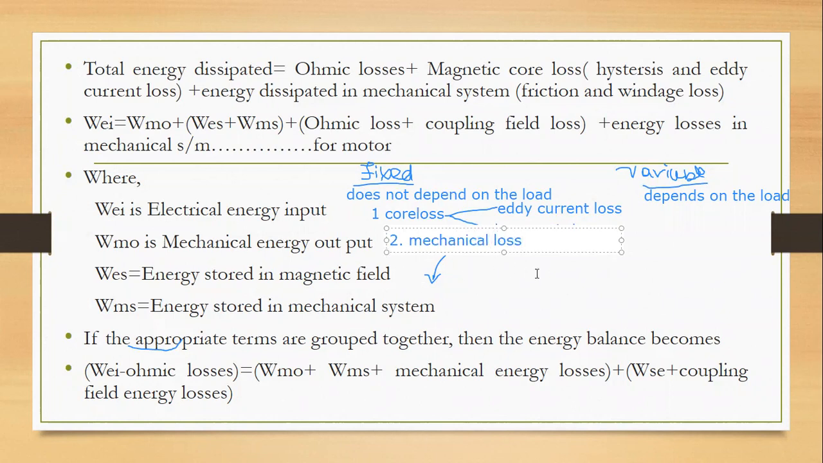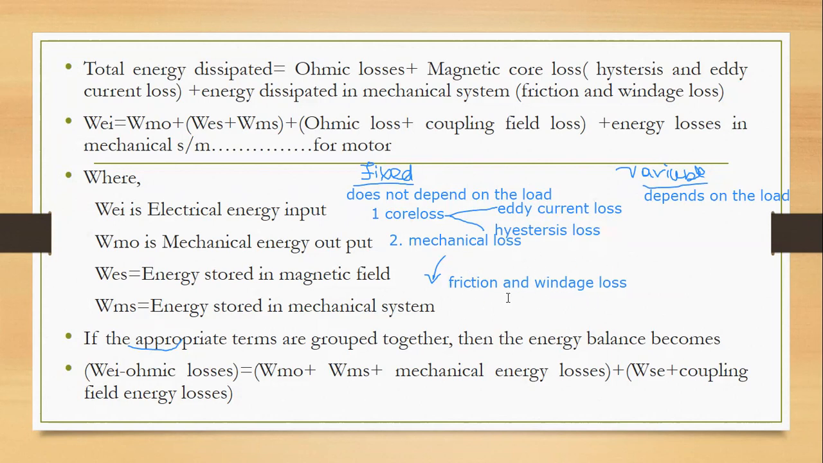So core loss can be further divided into eddy current loss and hysteresis loss, and mechanical loss can be, what are the mechanical losses? Friction and windage loss. Eddy current loss is the resistive or heating loss in the core of the transformer. Hysteresis loss is just the reversal of the magnetizing or magnetic field. Mechanical loss means friction and windage loss.